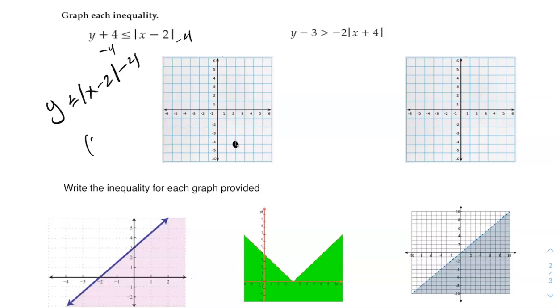So that's kind of like our vertex. And then from there, it's an absolute value. So let's make a V, and it's equal to, so it'll be solid. And then it's less than, so shade below.